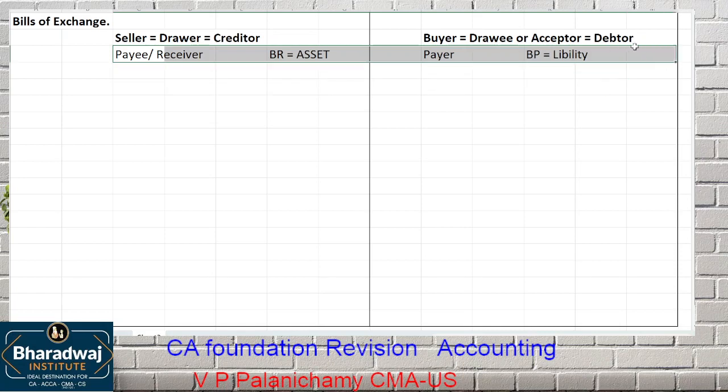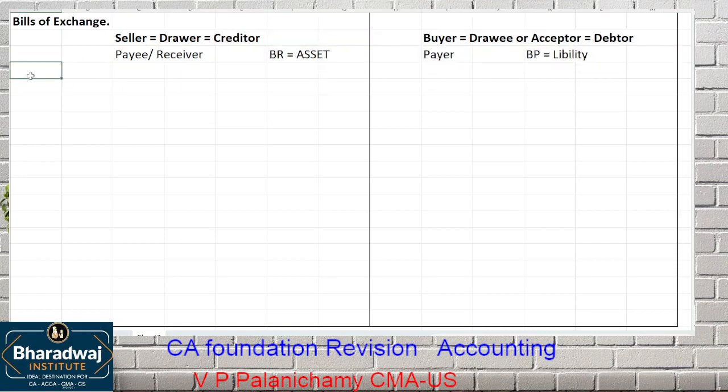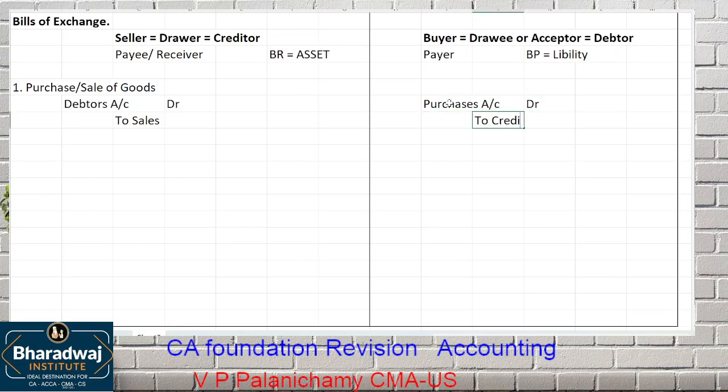Seller will draw the bill on the buyer. What is the first transaction that takes place between seller and buyer? Purchase or sale of goods. What is the entry you will pass for this? Debtors account debit, to sales account. He purchases, so purchases account debit, to creditors account, or suppliers account you can put.